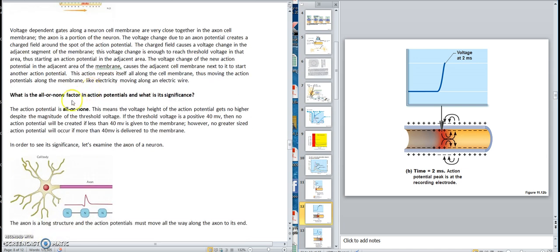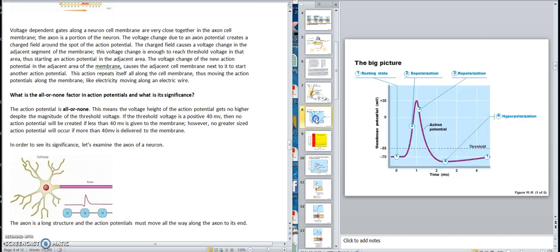All right. What is the all or none factor in action potential? Now let's go back there. We said that the all or none was that if you didn't give threshold voltage, you didn't get any of this stuff. If you did, you got this. If you gave above a threshold voltage, you still didn't get any higher. So let's see what we got.